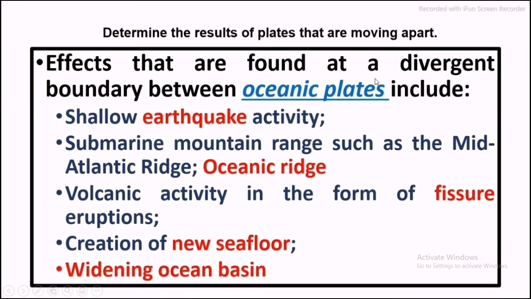Effects that are found at a divergent boundary between oceanic plates include shallow earthquake activity, submarine mountain range such as the Mid-Atlantic Ridge or the Oceanic Ridge. We have volcanic activity in the form of fissure eruptions, creation of new seafloor, and widening ocean basin.